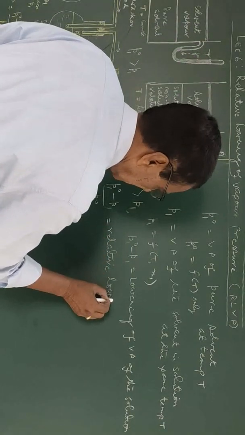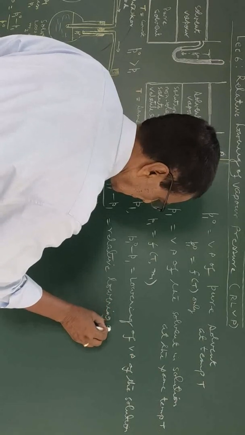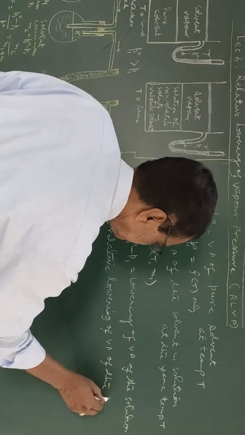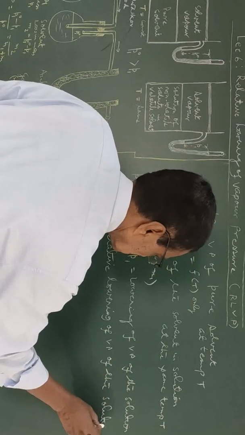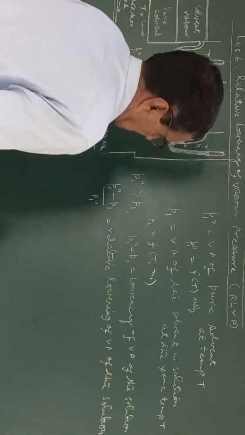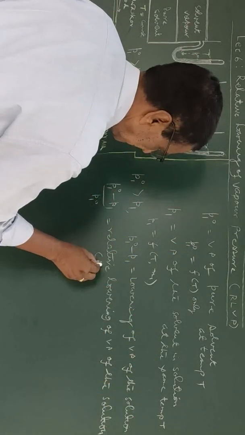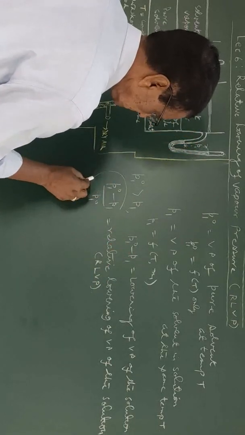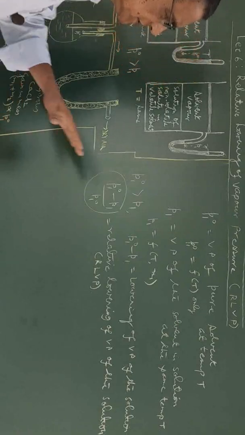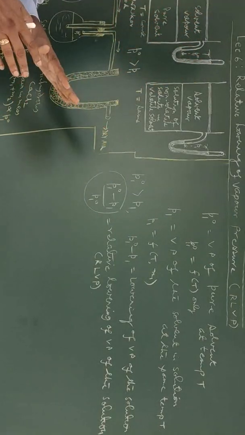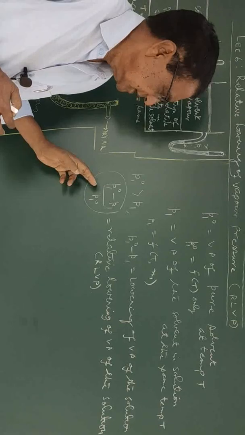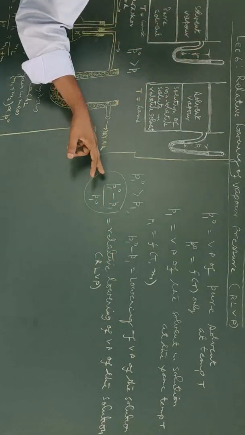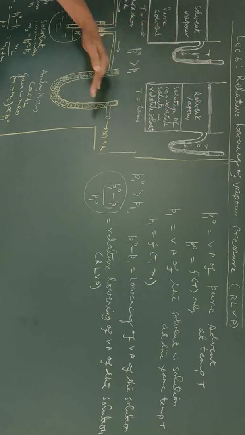Relative lowering of vapor pressure of the solution. And in short, I can write RLVP of the solutions. This is the property, and I can show this property is the colligative property of this dilute solution, and this property could be explained in this figure.